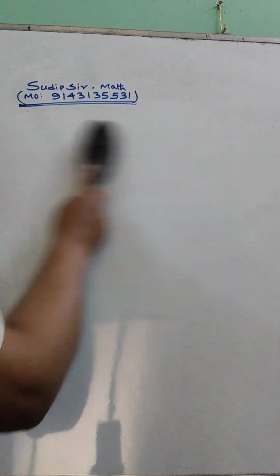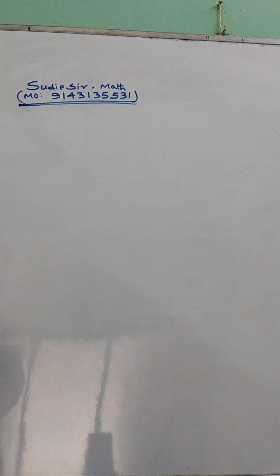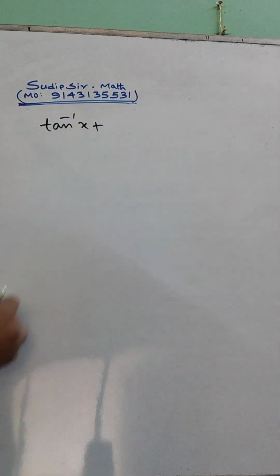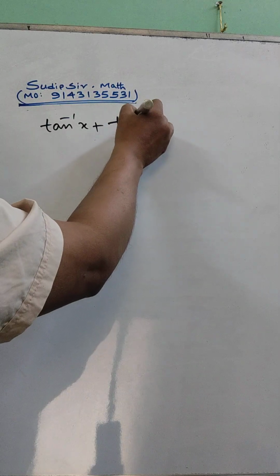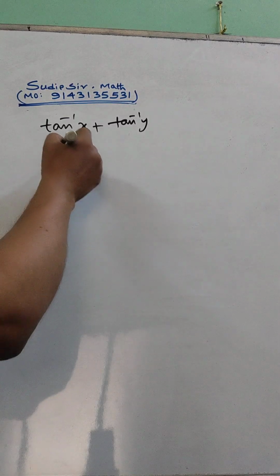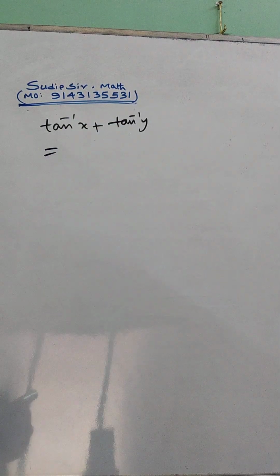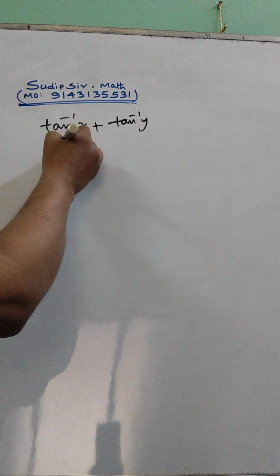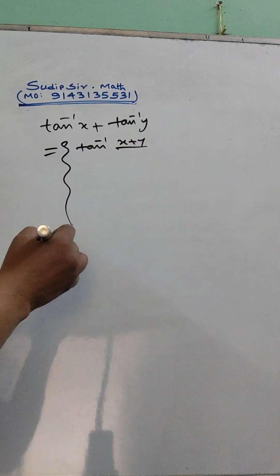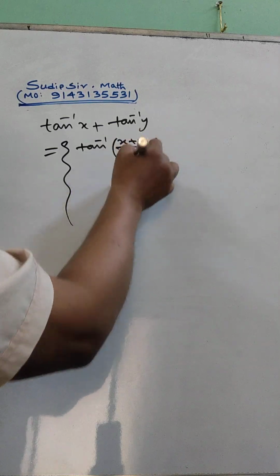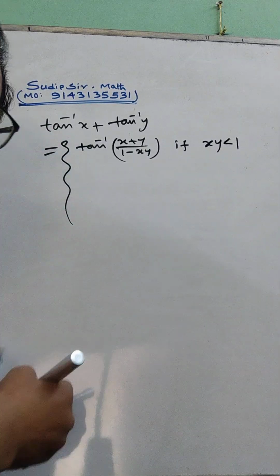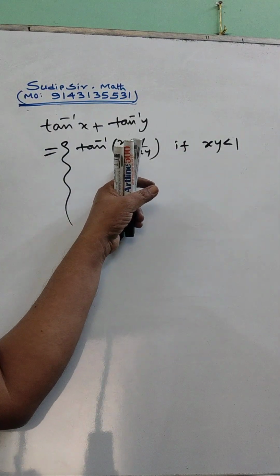Now, other formulas. Tan inverse x plus tan inverse y equals tan inverse of (x plus y) by (1 minus xy), if xy is less than 1. If xy is less than 1, then this will hold.